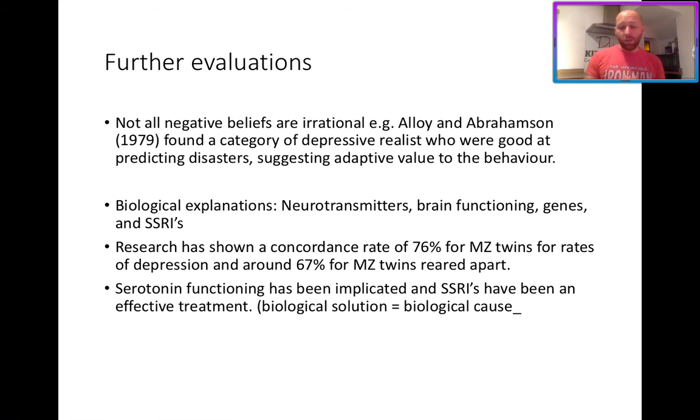Further evaluations: not all negative beliefs are irrational. So Alloy and Abramson found that some people who were classified as depressive realists were very good at predicting the likelihood of disaster. Now this shows that some negative thinking may actually have an adaptive function, and make you more suitable to certain environments or jobs.